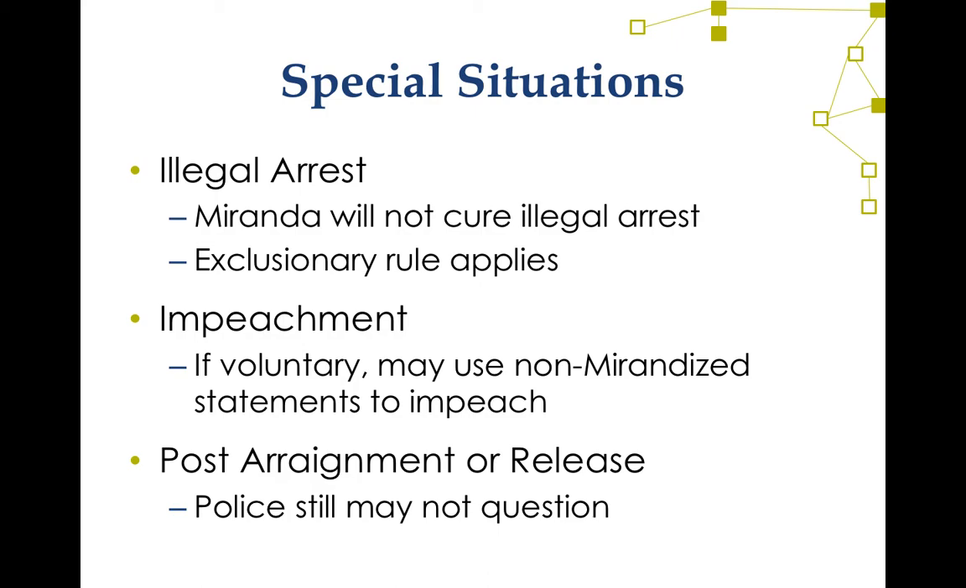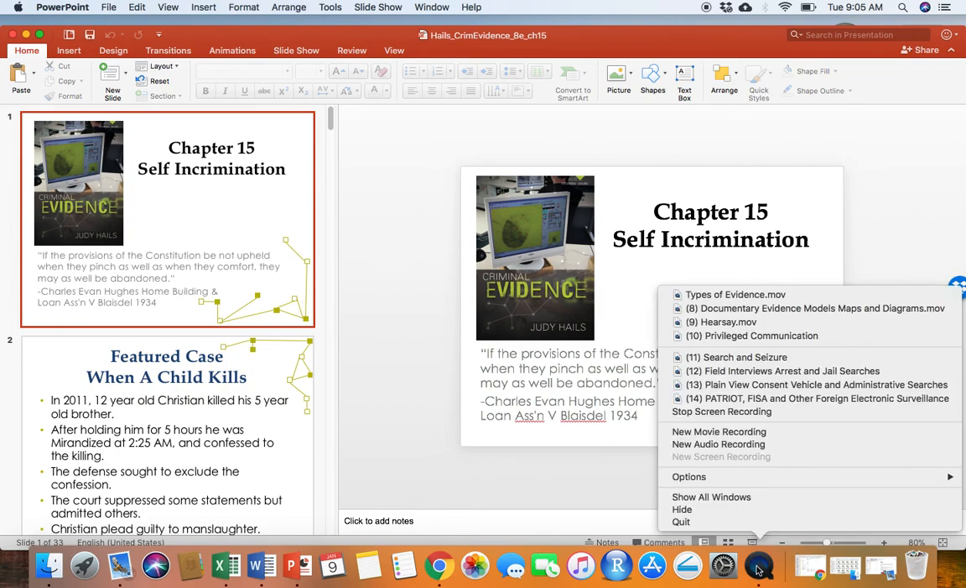So some special situations. Miranda will not fix an illegal arrest. The exclusionary rule will apply if the arrest was illegal. As we mentioned, any statement that hasn't been Mirandized can be used to impeach somebody. And after an arraignment or release, the police still cannot question you if you have invoked Miranda, if you've invoked your Fifth Amendment rights or your right to an attorney. And that wraps up the chapter on self-incrimination.